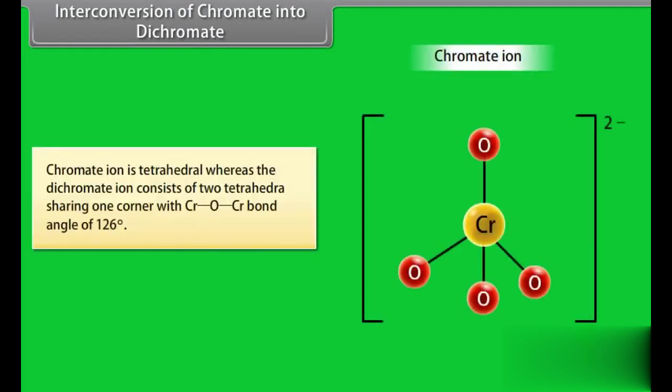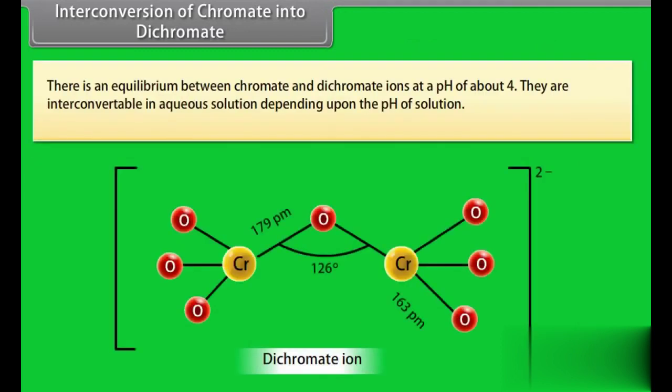CrO(O2)2. Interconversion of chromate into dichromate. Chromate ion is tetrahedral, whereas the dichromate ion consists of two tetrahedra sharing one corner with chromium-oxygen-chromium bond angle of 126 degree. There is an equilibrium between chromate and dichromate ions at a pH of about 4.